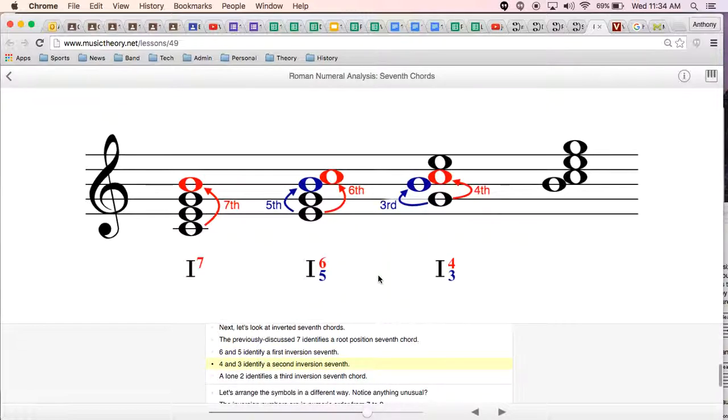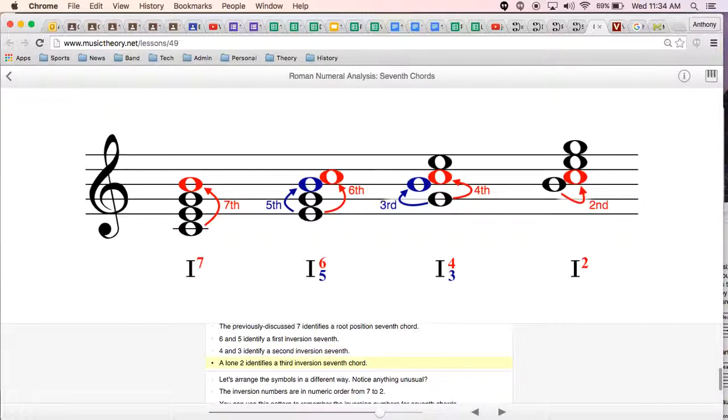If you look at second inversion, you're going to notice that's 4-3. That's because we have a third above the bass and we have a fourth above the bass, and that would make it second inversion. And finally, we have third inversion, which is written 4-2, or whatever Roman numeral with a 2 superscript. That's because there is a second above the bass, and that would make it third inversion.